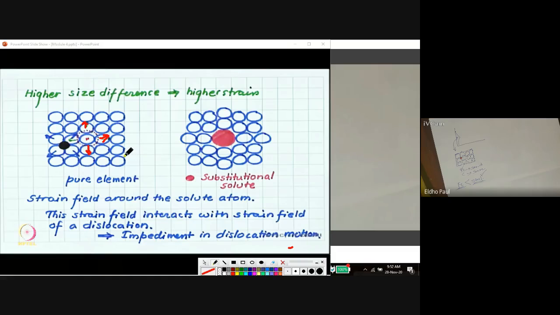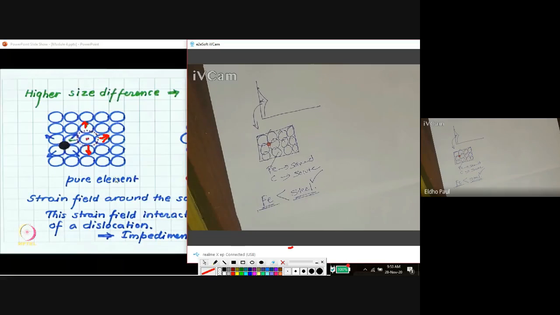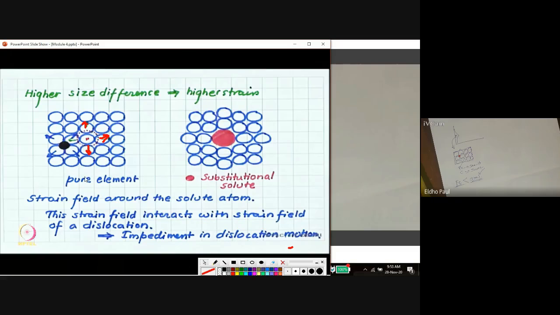And similarly, for an interstitial atom, for example, this carbon atom occupying the interstitial position of the iron, what happened? A similar case will develop here also. When we compare the interstitial void space and the size of this interstitial atom, the interstitial atom has higher size than that of the interstitial void space. So when an interstitial atom occupies this position, this atom offers a stress on the adjacent atom.